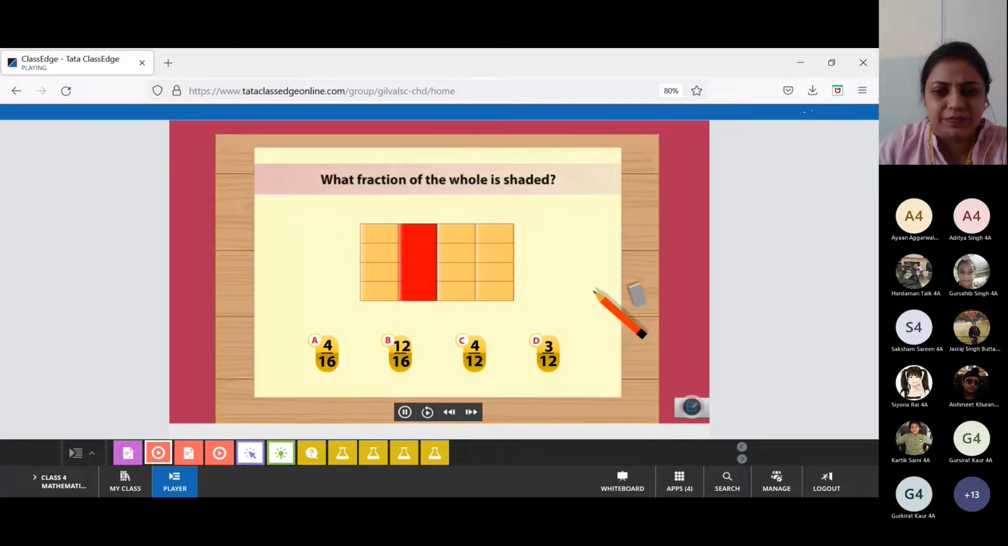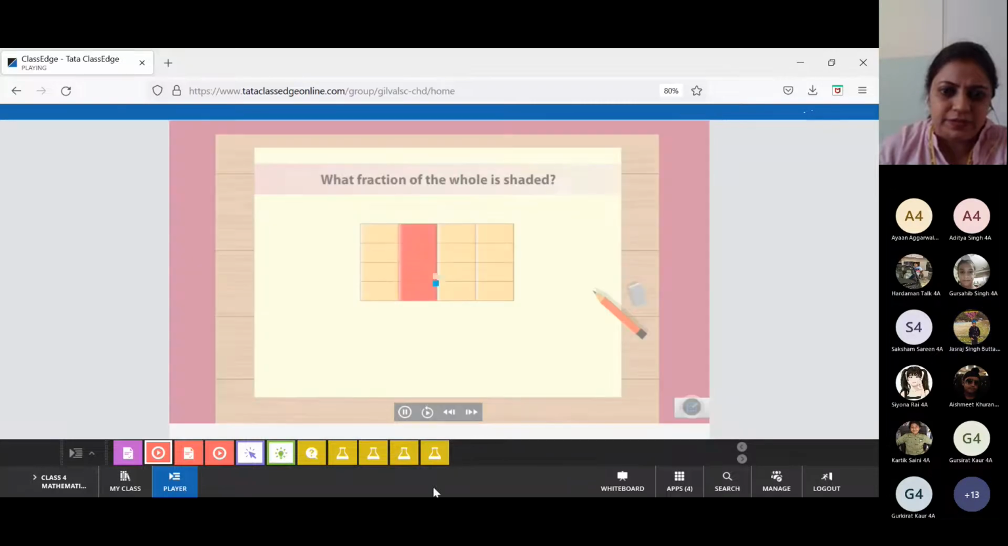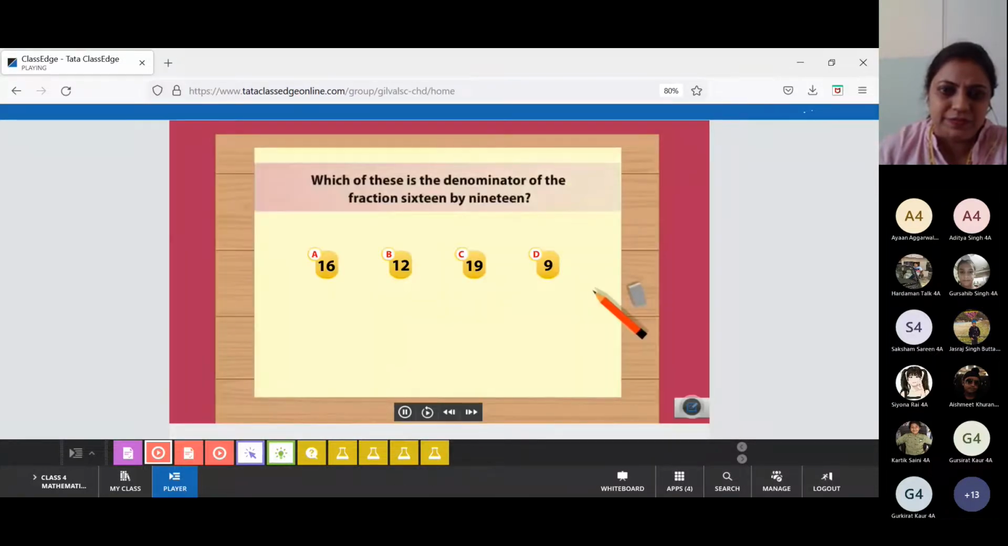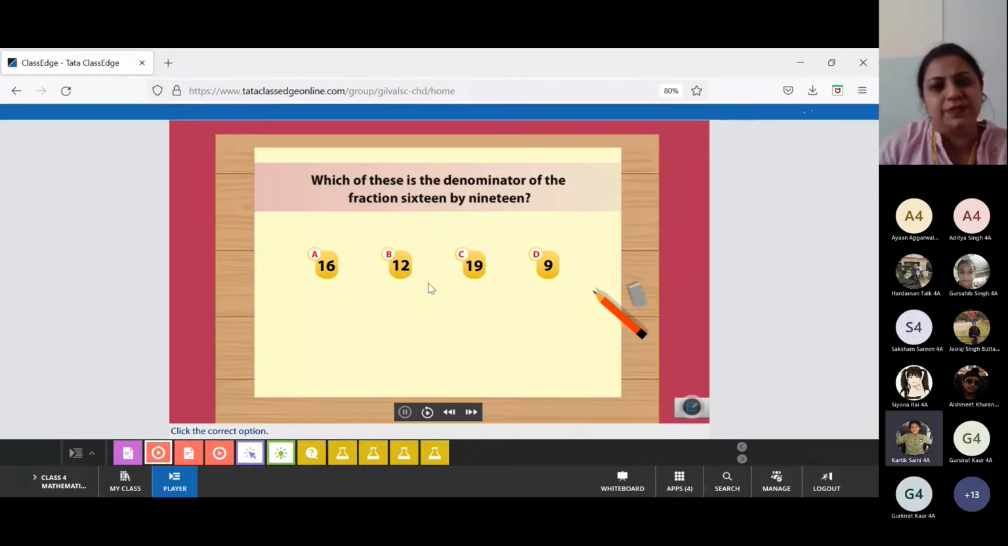Can you tell what fraction of the whole is shaded? Jasraj, tell me. A part, 4 by 16. Okay, very good. Which of these is the denominator of the fraction 16 by 19? Karthik will tell. Ma'am, C part, 19. 19, very good. That's absolutely correct. The denominator of 16 by 19 is 19.